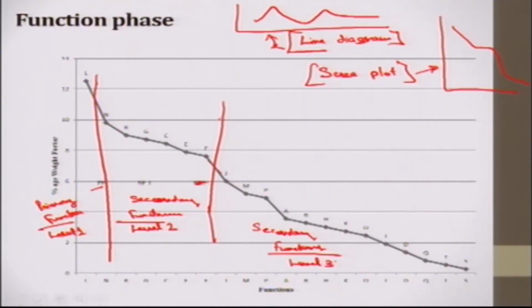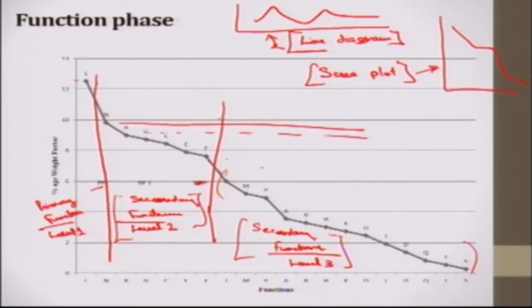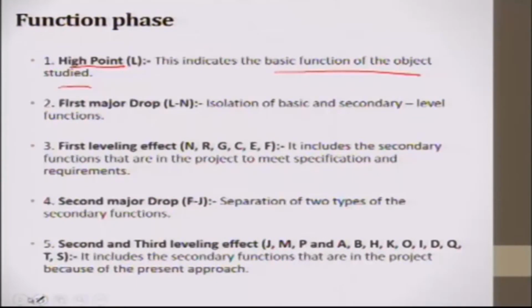Level 3. This is the kind of illustration that identifies the top function, that is the highest order function L, and shows how the functions in one level, that is level 2, and in the other level, level 3, are close to each other. So this is the difference in weightage here. From N to F, this difference is here. For J to S, this difference is there. All these levelings or drops are mentioned here.